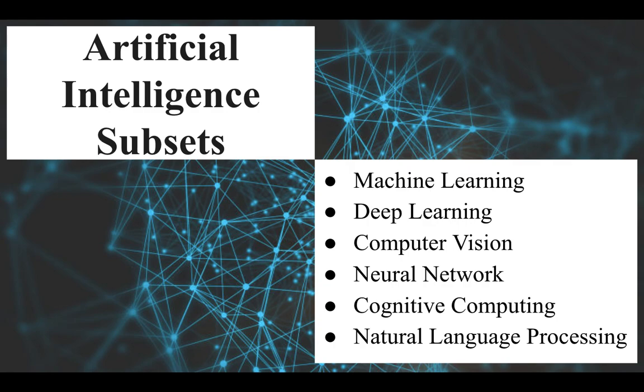Now, artificial intelligence has various subsets. To begin with, we have machine learning. Machine learning is a popular branch of artificial intelligence. This field of study focuses on using data and algorithms to mimic the human learning process. Machine learning programs learn from data and the accuracy of the programs improves gradually.